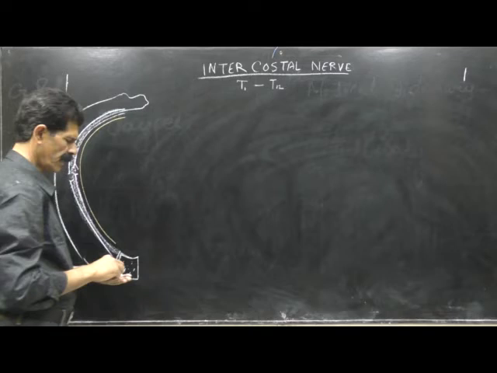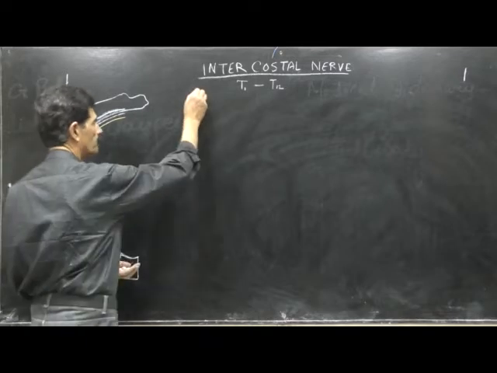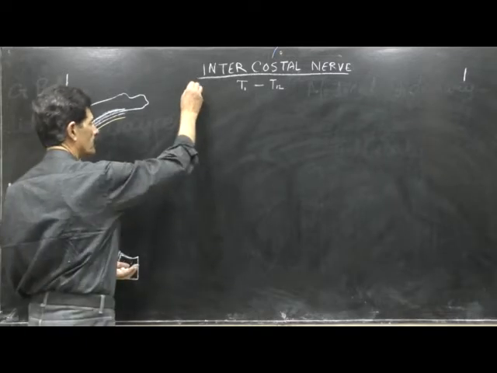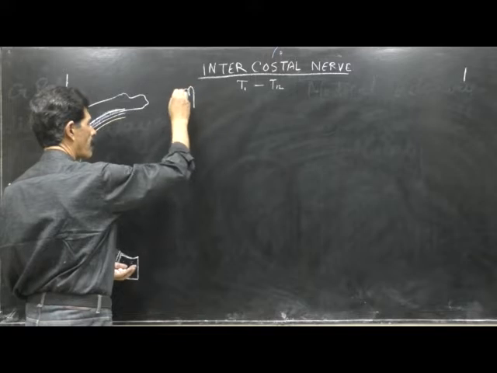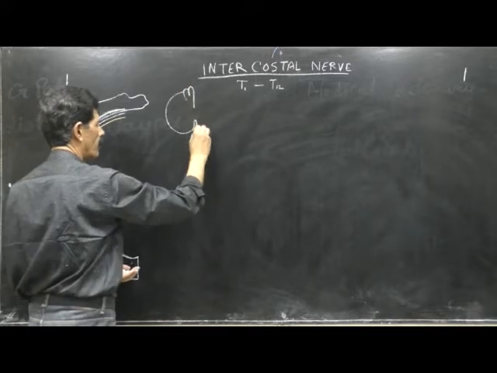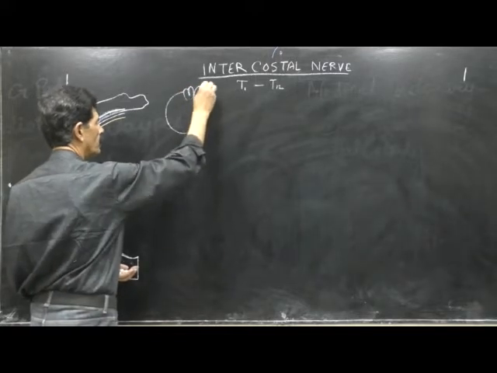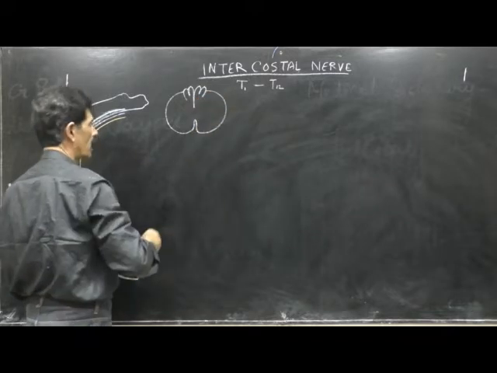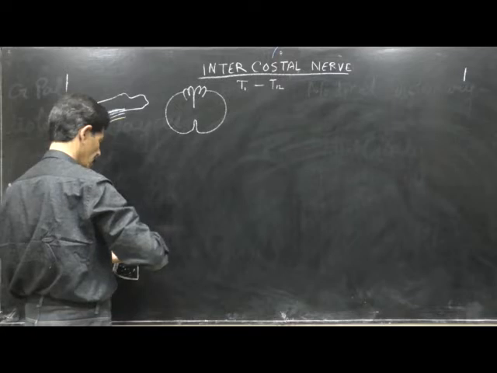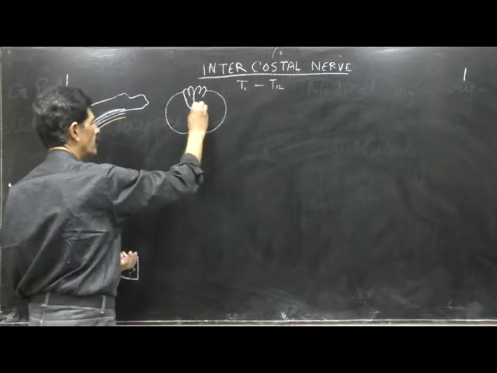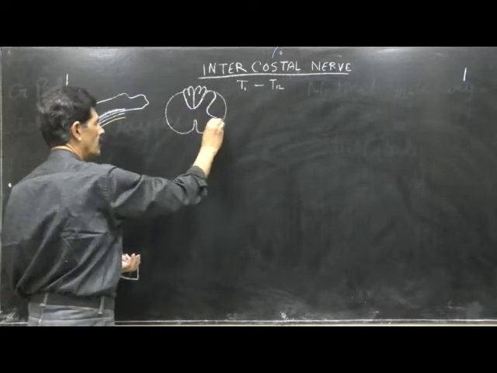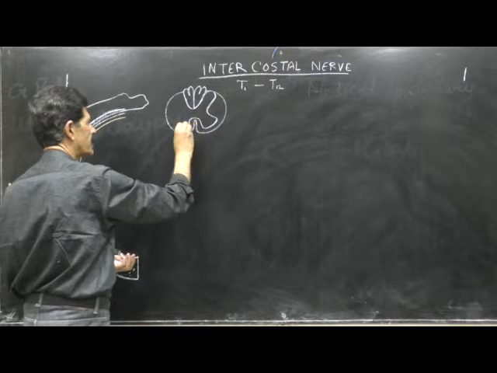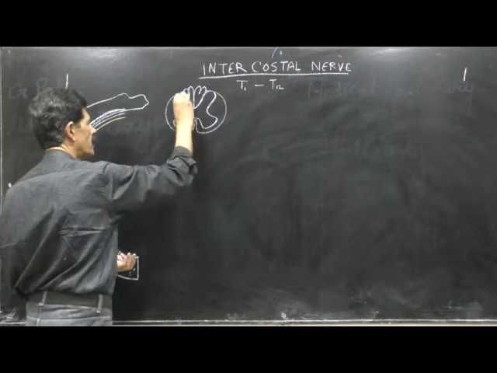And as they are the branches of the spinal cord, so they are the motor component as well as the sensory component of the spinal nerve.